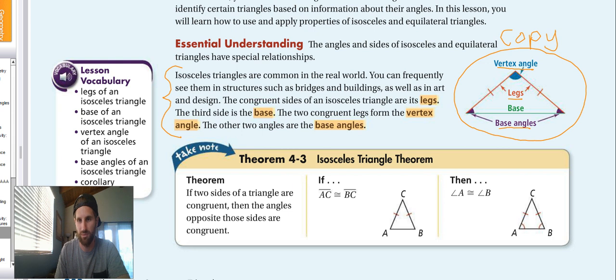We see them all over the place, a lot of times pennants and things like that. So we get quite a few rules with them. Let's go ahead and take a look at our first theorem, which is written right here, but I'm going to flip it over to the next page. Make sure you copy that picture now.